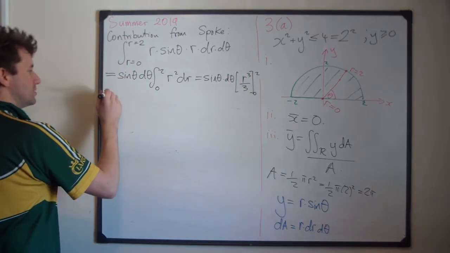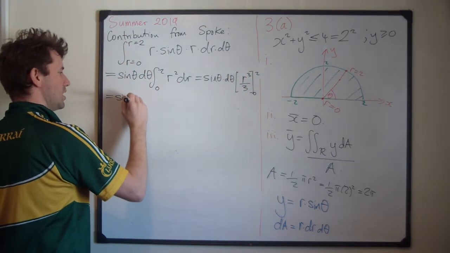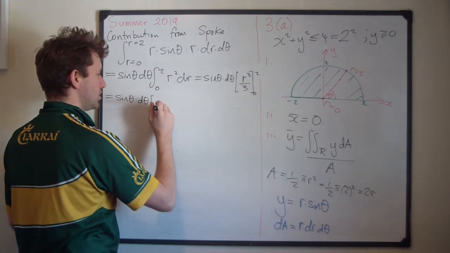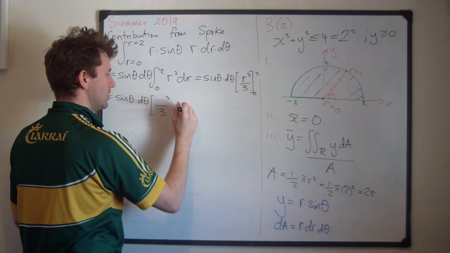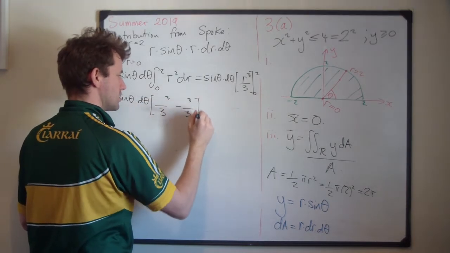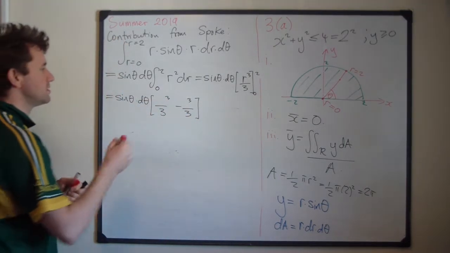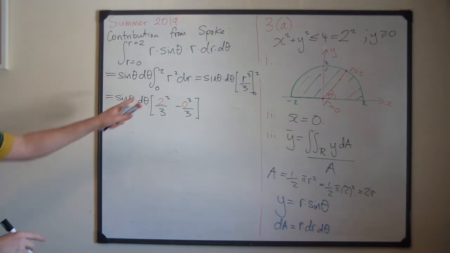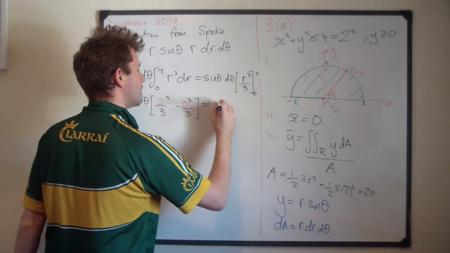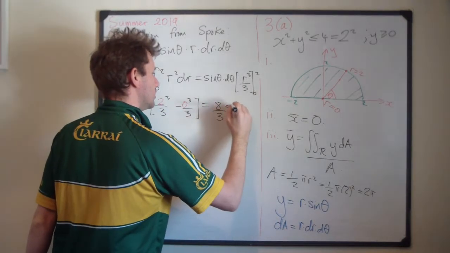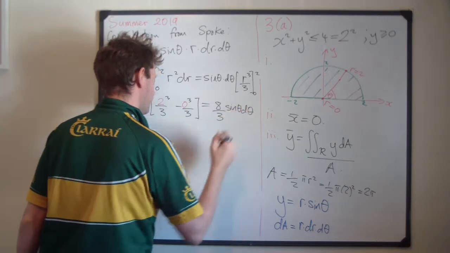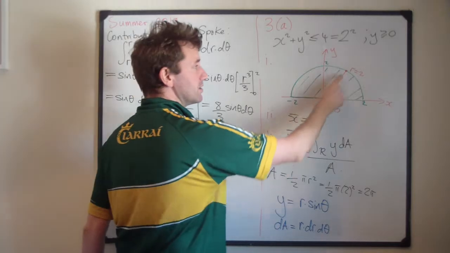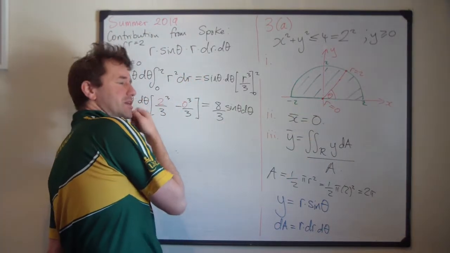dr. Okay, and this is an easy integral because the antiderivative of r squared is r cubed over 3. And we want to do top limit minus bottom limit. So that's sin theta d theta, 2 cubed over 3 minus 0 cubed over 3. So substitute in top limit minus substitute in bottom limit. And this is 8 over 3 sin theta d theta. So that is the contribution to the sum from this spoke or pizza. I think it's better to think of it as a spoke.